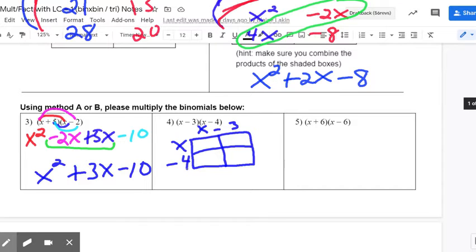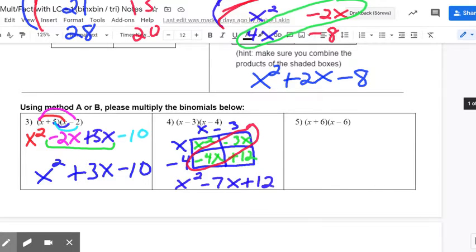Then multiply in. X times x, x squared, negative 3x, negative 4x, and positive 12. Because we multiplied a negative times a negative. So then remember, we got to go with the diagonals. We got to combine these guys. So when we're combining it all, we started with x squared. Negative 4x and negative 3x makes negative 7x plus 12.